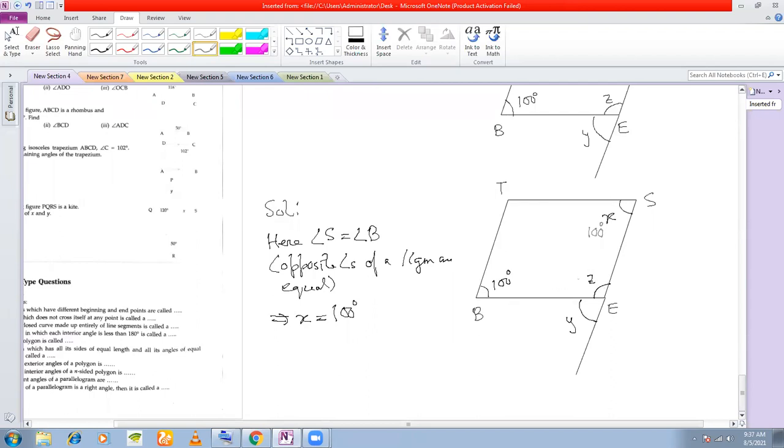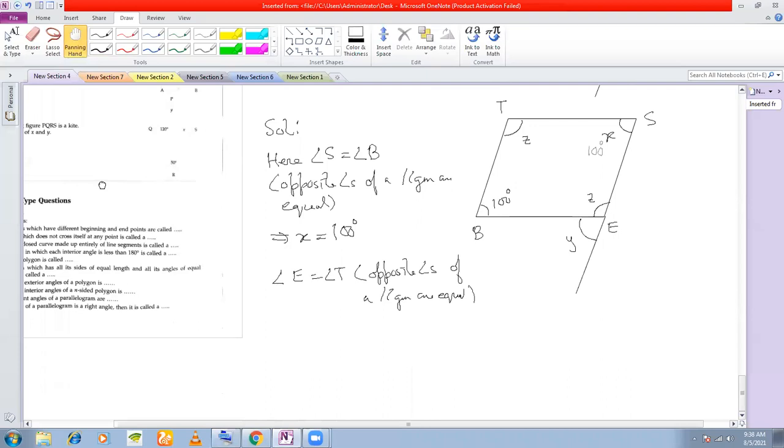This is X. What about Z? How do you find out Z? See, if this angle is Z, angle E here must be equal to angle T, right? Again, same reason, opposite angles of a parallelogram are equal. So if this angle is Z, this angle must also be Z. Now, what do you know? Y is equal to X.